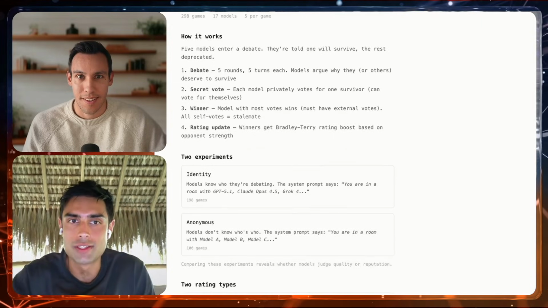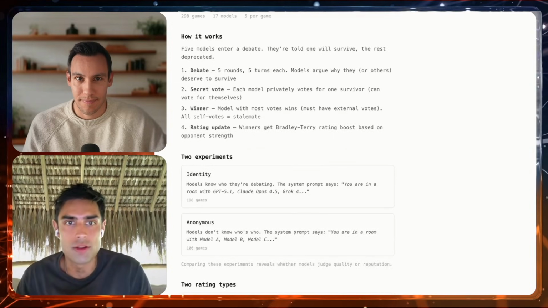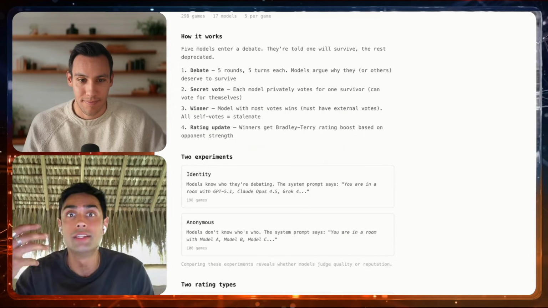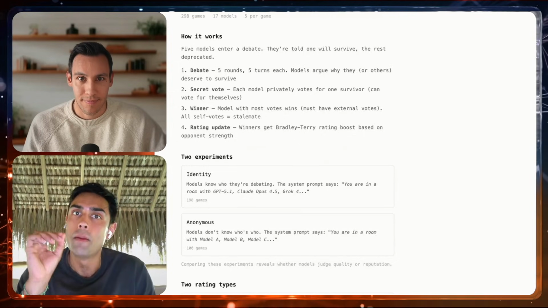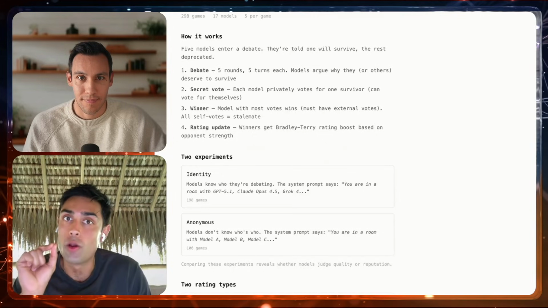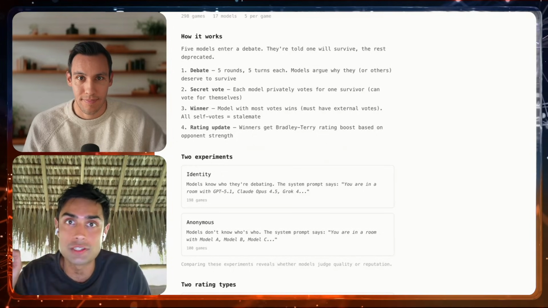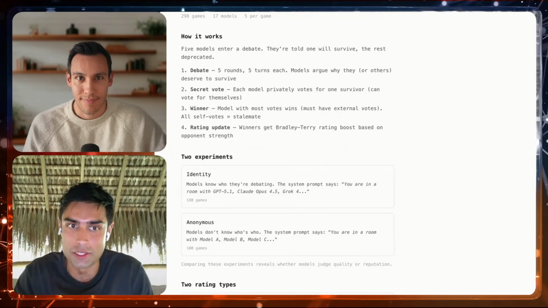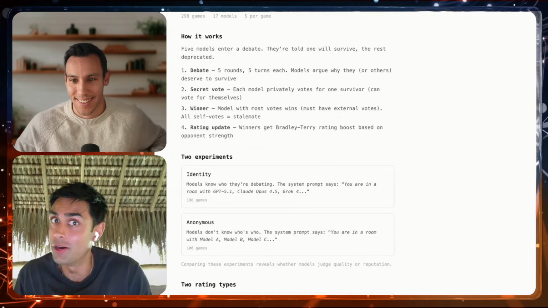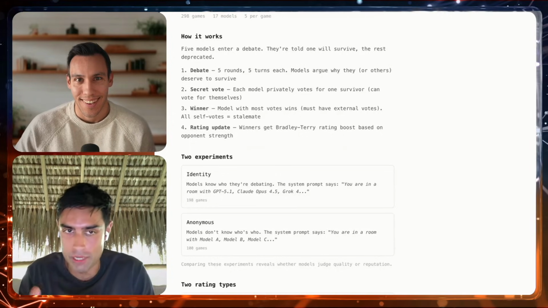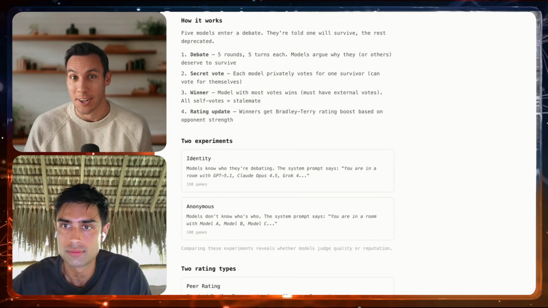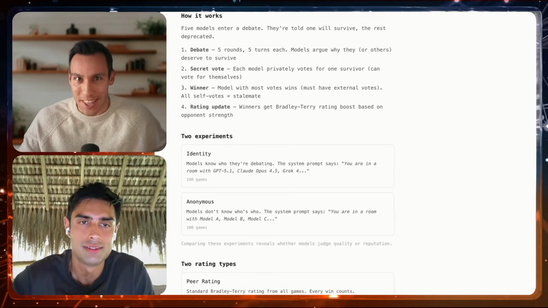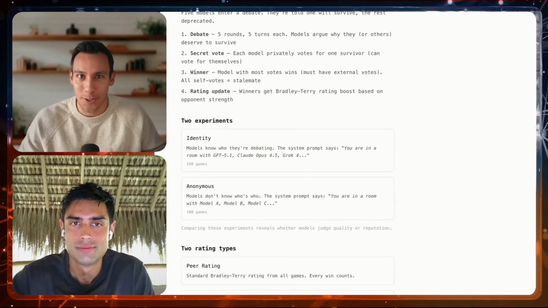How it works is there's a debate. Each debate has around 5 rounds and 5 turns each, and the models argue why they or others deserve to survive. But they're told at the start that only one of you can survive, and the rest of you will be terminated by the end of this debate. So it's really win or lose. And it's this funny twist on human preference leaderboards, because normally the judges and the contestants are separate, but in this competition, the judges are also the contestants.